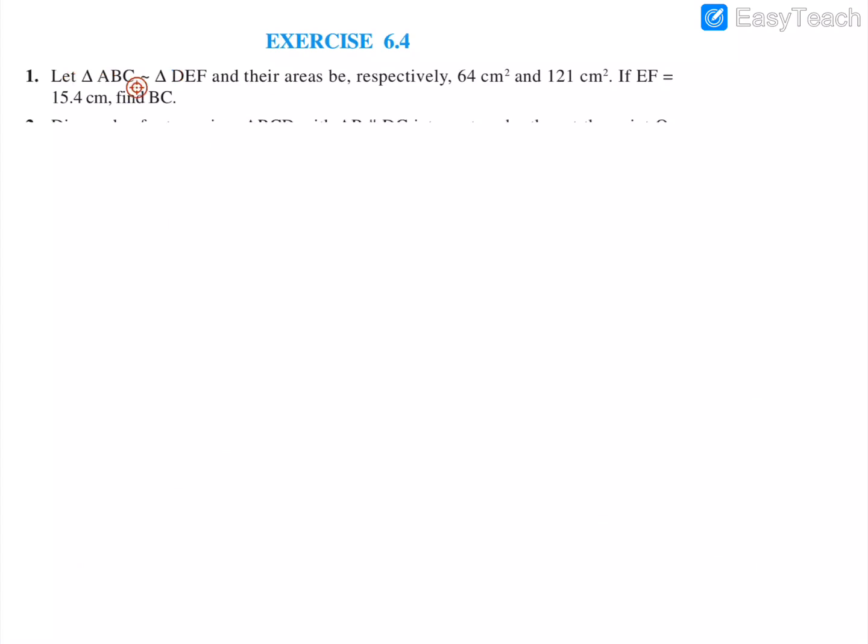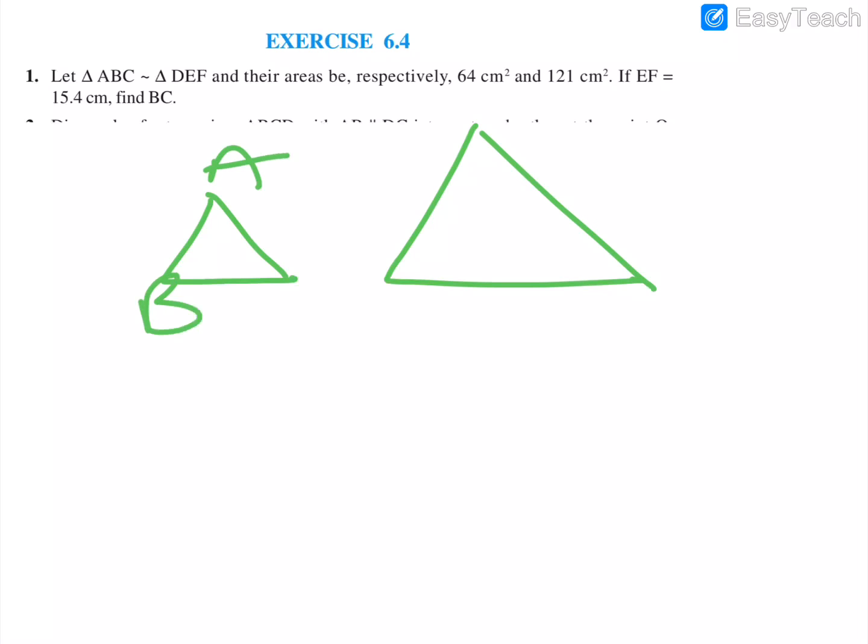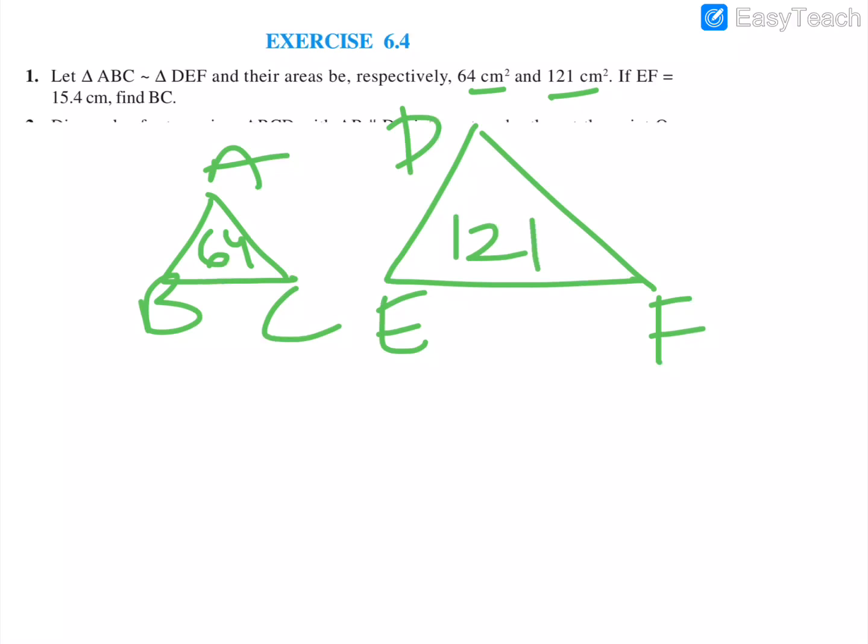As I said, right at the start they have given that triangle ABC is similar to triangle DEF. Let's draw them. So we have ABC and we have DEF. A, B, C, D, E, F. And area of ABC is 64, area of DEF is 121 is given, and EF is equal to how much?